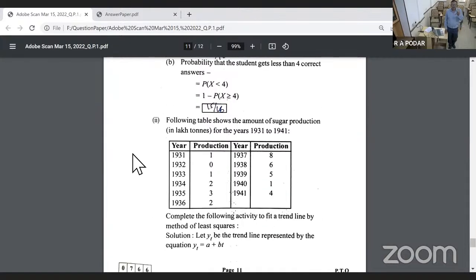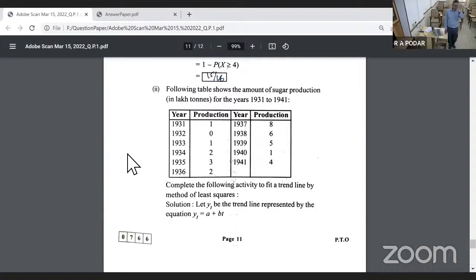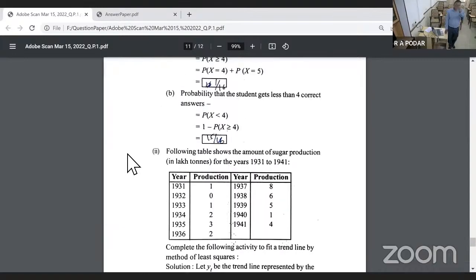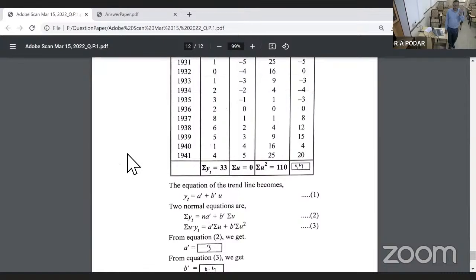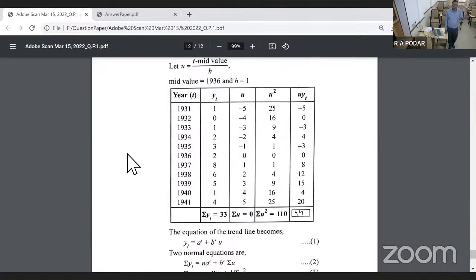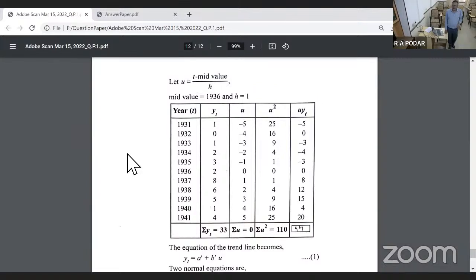Now the second question, they have given this question. The solution is given here also. You just have to fill up the boxes. The solution is also given here on the last page. See, this is the solution. You have to fill up 4 boxes, no problem. If you fill the boxes properly, you will get full credit, no problem.